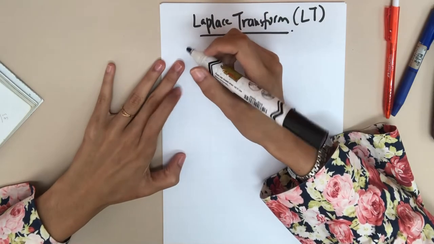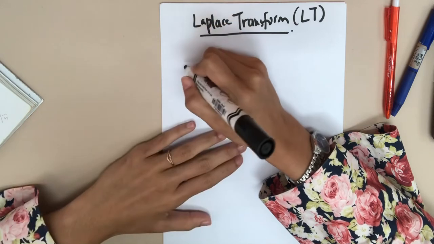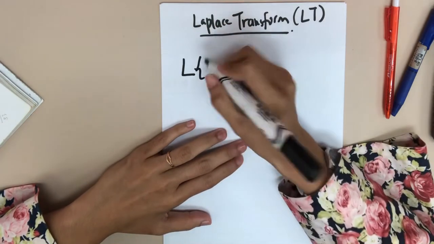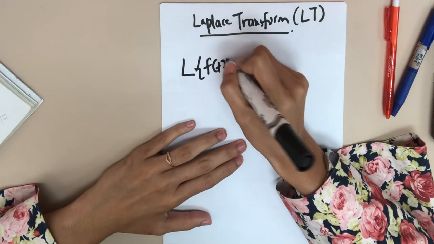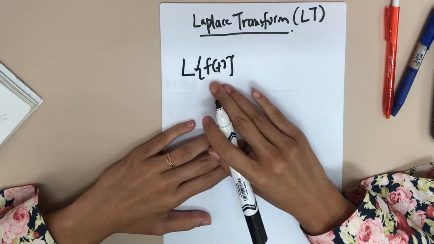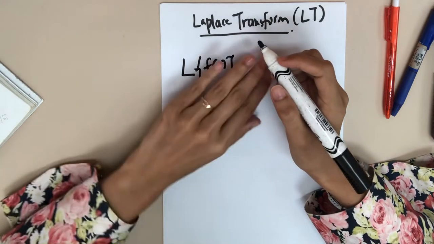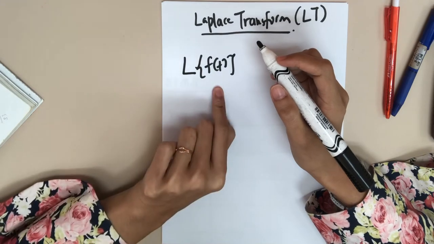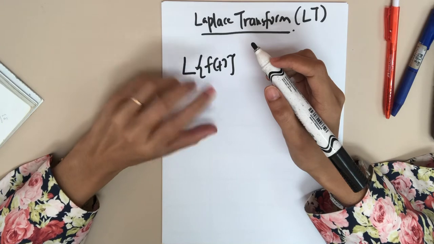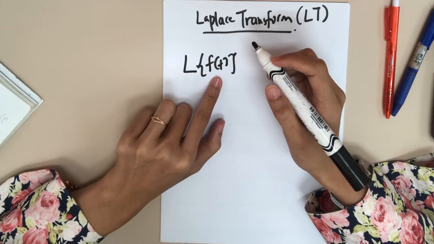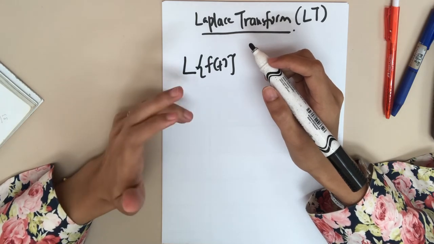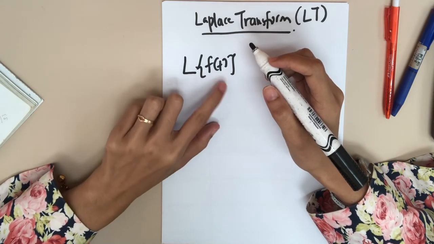So the introduction here is how we write the Laplace transform. L, and then we have a curly bracket here, and inside the curly bracket we have f(t). So f(t) is a function, of course, and this is what we call the Laplace transform for the function. This is how we read it: this is the Laplace transform for this function.